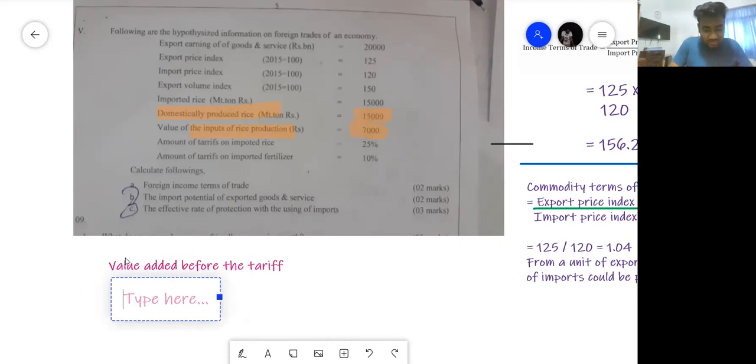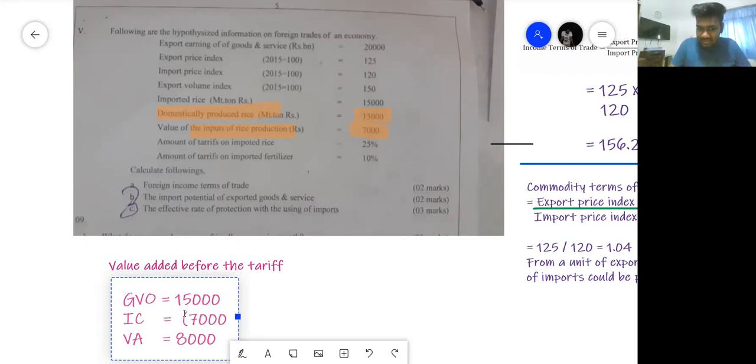Their gross value of output is 15,000. Their intermediate consumption is 7,000. If that is the case, how much can you say about their value added, guys? What is the newly value addition? It's 8,000. They're creating a newly value added of 8,000. Is that part okay? Before the tariff, so far no tariffs. Nothing has happened. So now, guys, we'll look at the value added after.